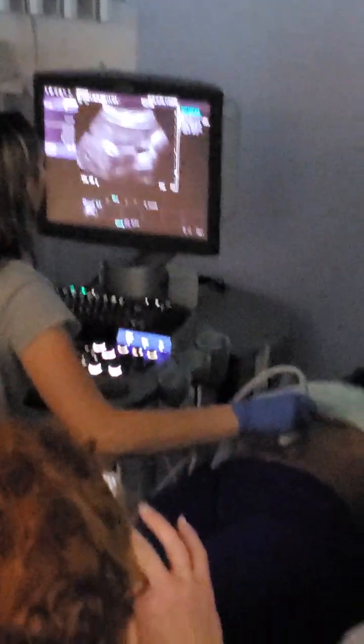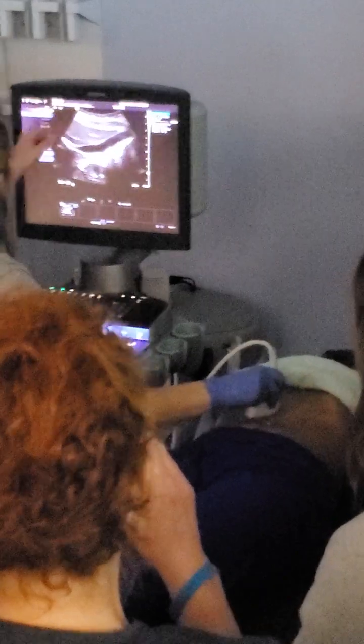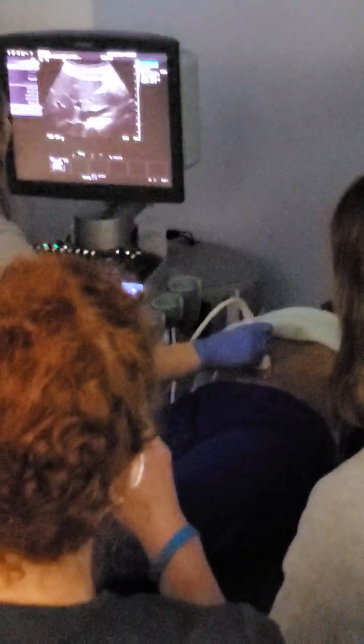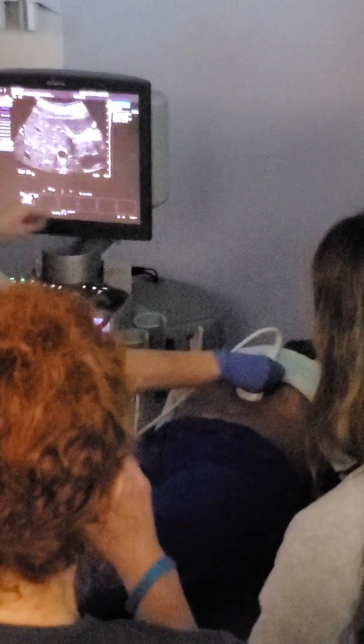So based on the lie of her gallbladder, how am I going to go to get true transverse? You have to come up superiorly, right? And then angle towards the inferior. So we're going to go transverse. I'm going to go away from the neck of that gallbladder. We're going to come back down towards the transverse. And there it is.